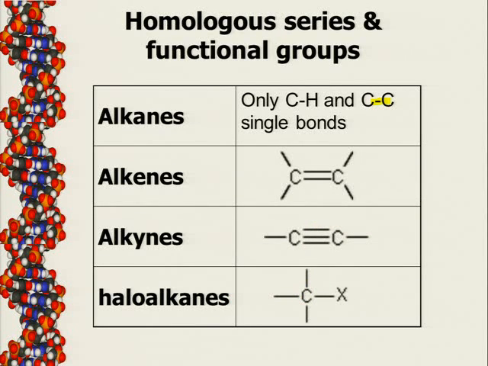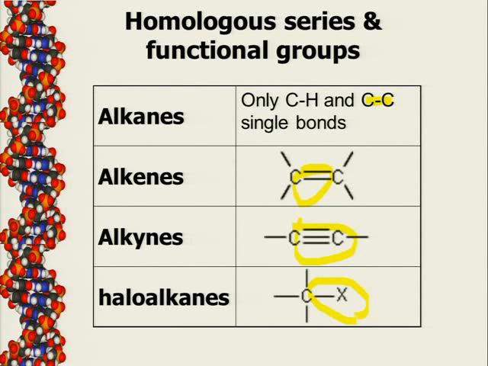If you've got a single bond between two carbons, then you know that this compound belongs to the alkane. If there are double bonds between two carbons, you know that this one is the alkene. And then the triple bonds between two carbons, that one is the alkyne. And then the haloalkane will be the carbon with the X, where this X stands for any of the halogens.